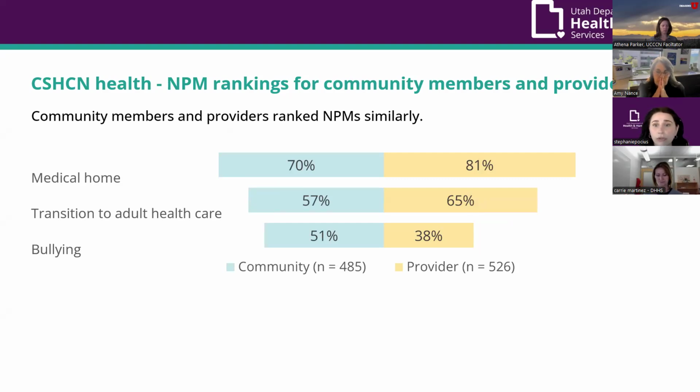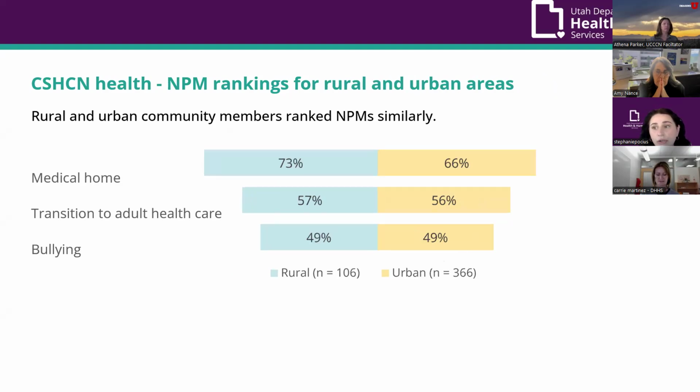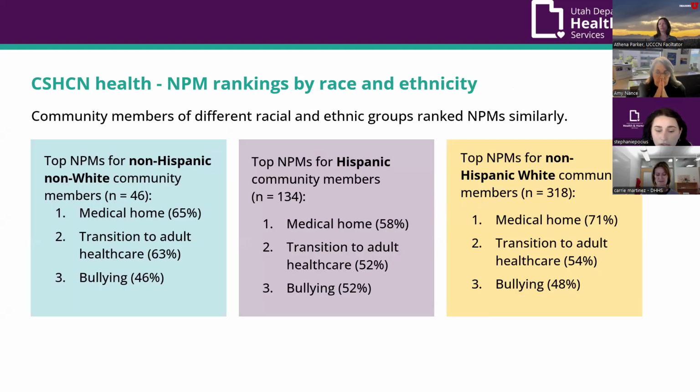So we also looked at the ranking of the national performance measures by the community or provider. And again, both said that medical home was the biggest priority in their eyes. And the same was also found for those in rural and urban communities. And it was also similar between racial and ethnic communities. So again, a very big need for medical home resources, and focusing efforts on that.